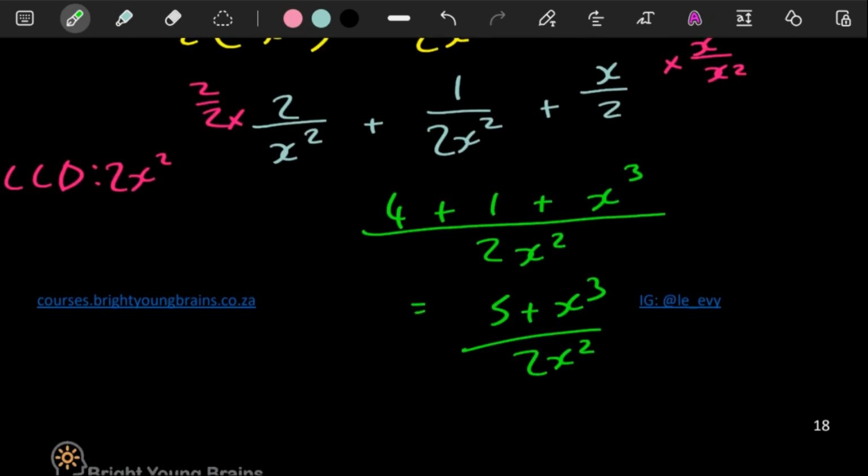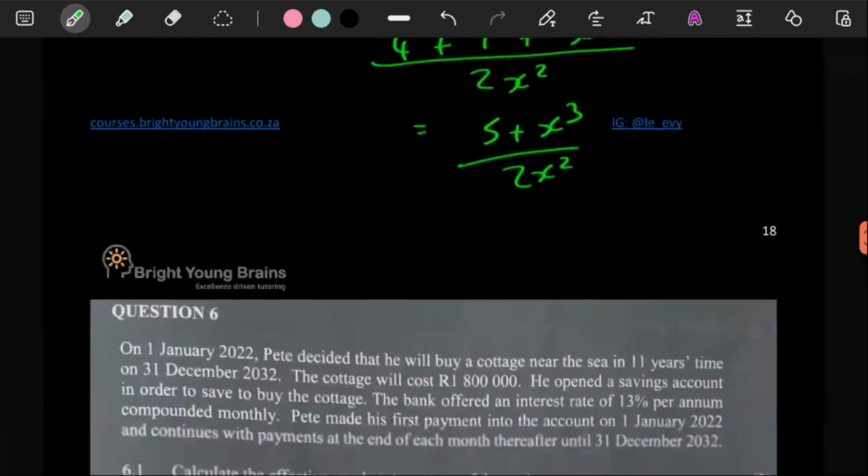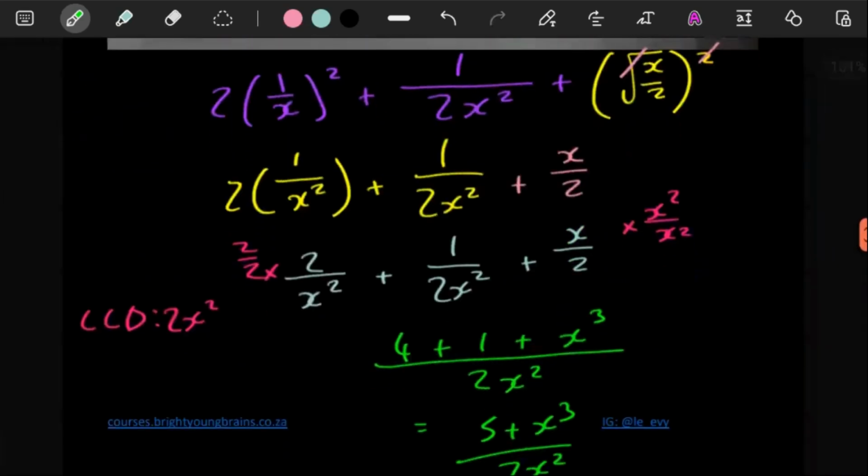We might as well leave it like this, because I think going anywhere further, it doesn't seem like it's going to happen right now. So that's for this question. That's for question number 5. Let's move on to question number 6.